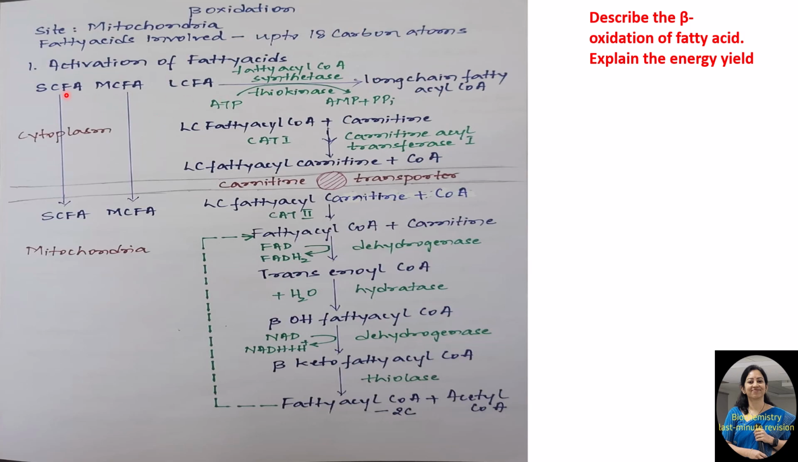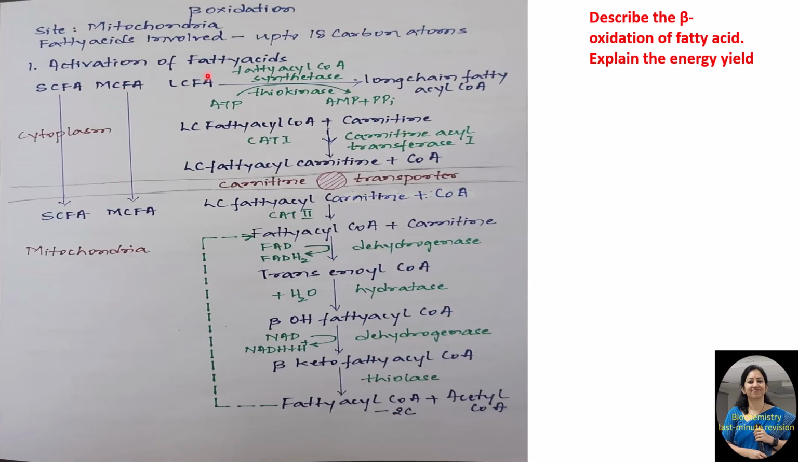Short chain fatty acids, up to carbon length 2, 4 and 6, do not need activation. Similarly, medium chain fatty acids from 4 to 8, they also do not need activation. Whereas long chain fatty acids more than 14 carbon length, they need activation. So these short and medium chain fatty acids directly enter from the cytoplasm into the mitochondria for beta oxidation.